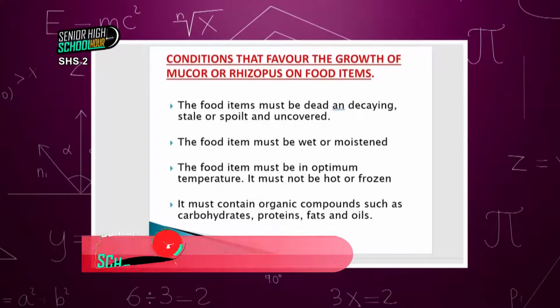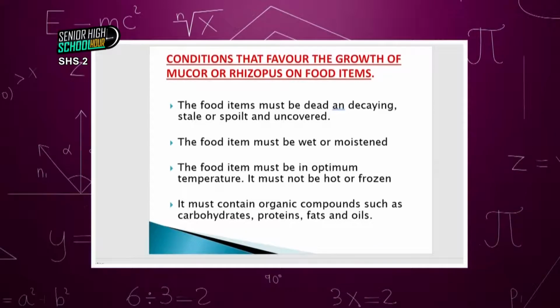Now, conditions that favor the growth of Mucor or Rhizopus. The food item must be dead and decaying. Stale or spoiled or uncovered. So always try to cover things in the kitchen. Don't expose them. The food item must be wet or moistened.